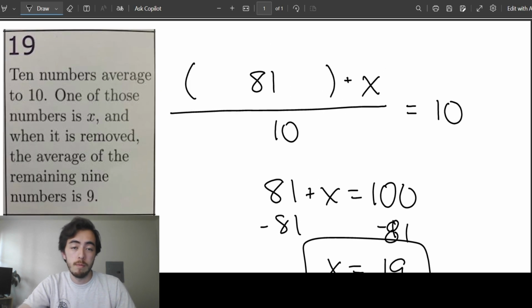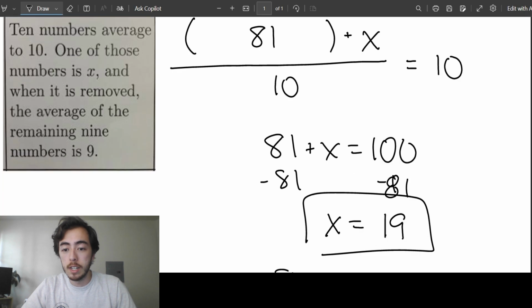So not too bad. Pretty straightforward, I think. And I guess we're all done.